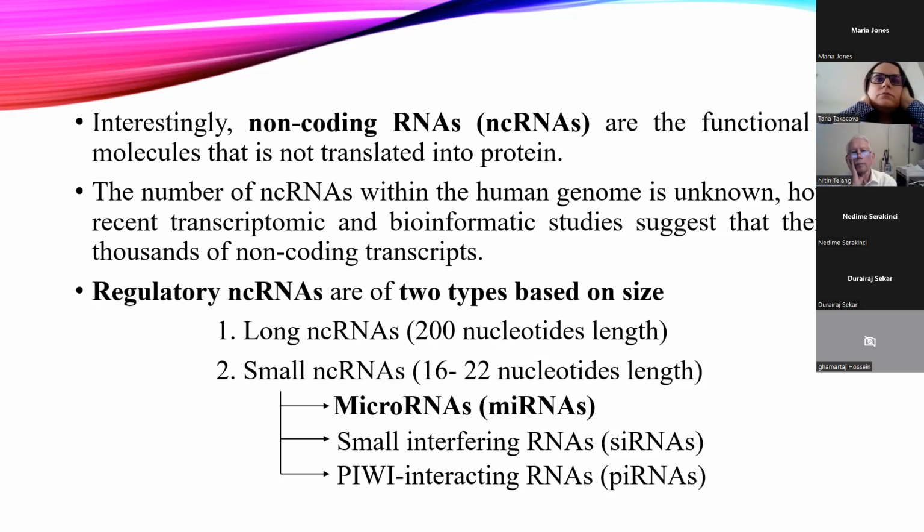There are three types of small non-coding RNAs. One is microRNAs. The second is small interfering RNAs, that is siRNA. The third is piRNAs. We are going to concentrate on microRNAs because that is our area. We are working on that, and we are curious to understand how these microRNAs regulate various pathways and suppress various signaling pathways to induce disease progression.